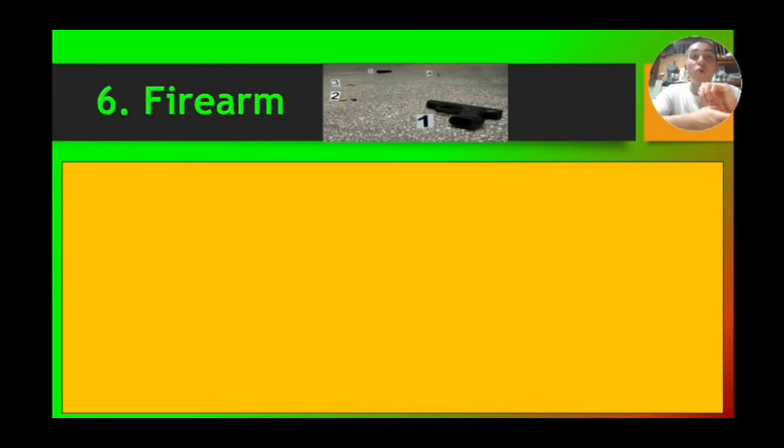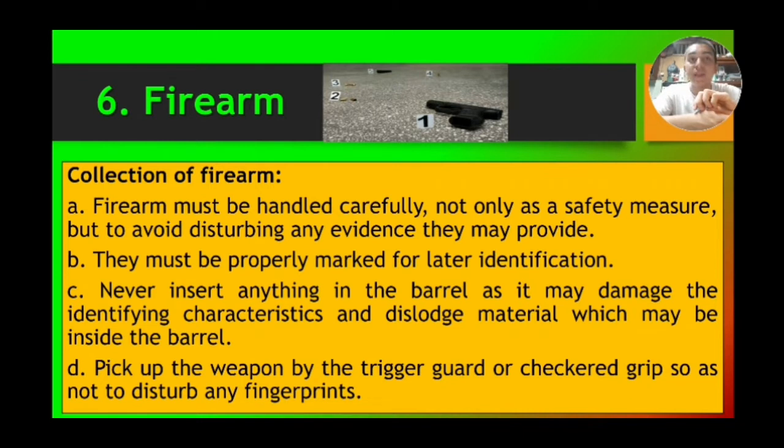Firearm. Firearm is the most vital evidence that can be found in the crime scene. And here are some ways on how to collect it. A. Firearm must be handled carefully, not only as a safety measure, but to avoid disturbing any evidence they may provide. B. They must be properly marked for later identification. C. Never insert anything in the barrel, as it may damage the identifying characteristic and dislodge material which may be inside the barrel. D. Pick up the weapon by the trigger guard or checkered grip so as not to disturb any fingerprints.